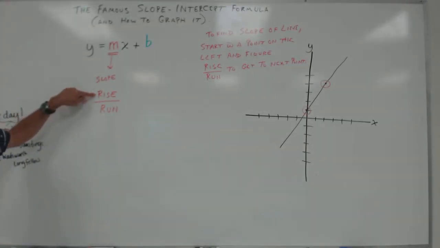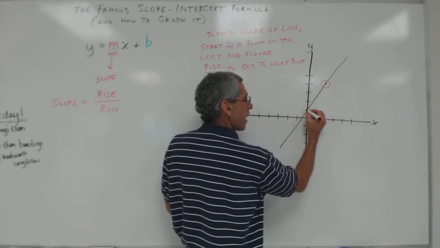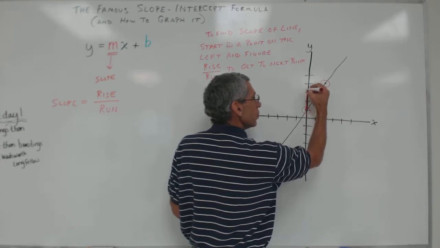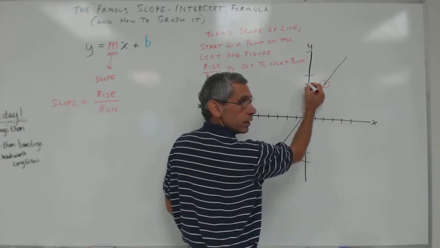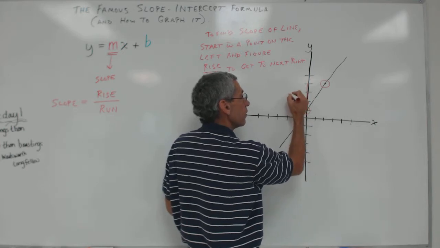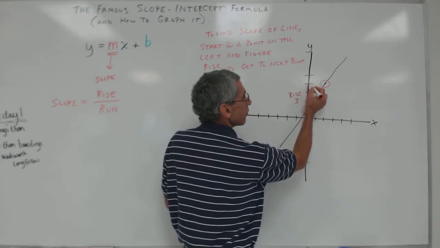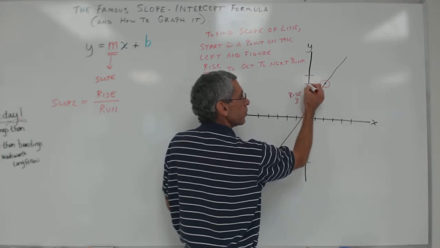Does that make sense for rise? Rise would be going up, right? So I'm going to go up. How much am I going to go up? 1, 2, 3. You guys agree with me? Yeah. So that is a rise of 3. My rise is 3. And then from here, I've got to go to the right to the next point.